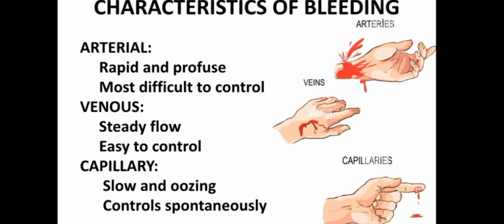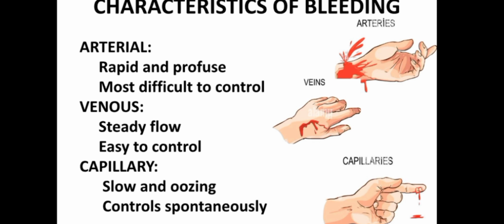Here we are describing three characteristics of bleeding, that is arterial, venous, and capillary. These characteristics are also shown in the images to make you clear about what they are. In arterial bleeding, if an artery is ruptured, there is rapid or profuse blood flow, most difficult to control. It will not be easy to control. Venous, steady flow, easy to control. If a vein is damaged and the blood comes out, it has a steady flow and is easy to control.